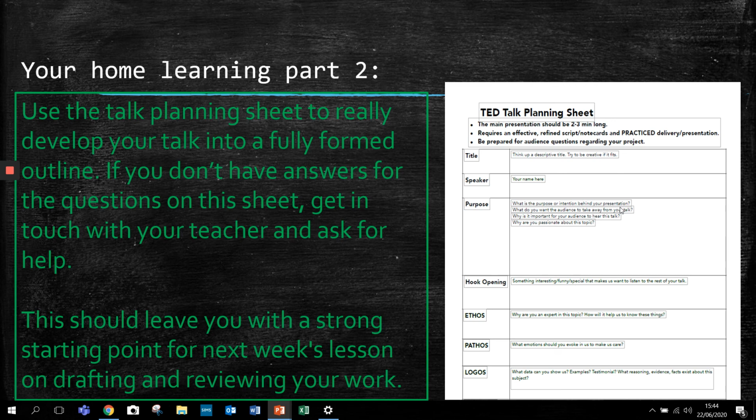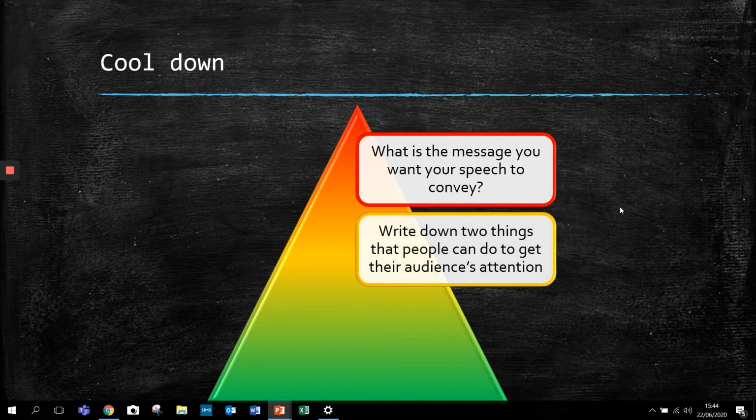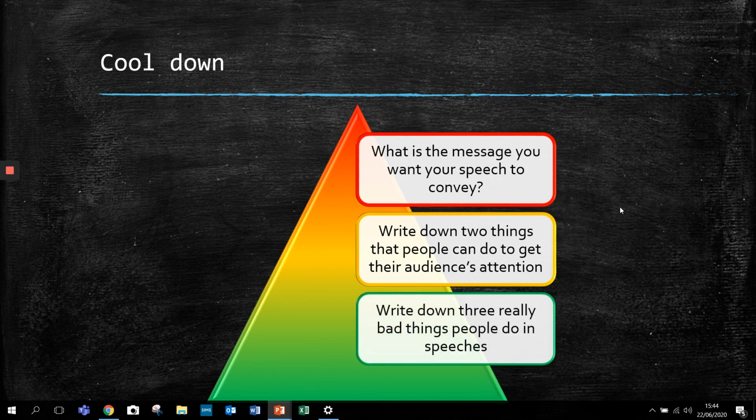And finally, cool down. So before you end this, I'd like you to do these 3 things. The first thing I'd like you to do is write down 3 really bad things people do in speeches. What stupid things do people do? Then write down 2 things that people can do to get their audience's attention. Really think about that ethos. How did Leonardo DiCaprio, for example, encourage people to listen to him? And finally, what's the message you want to convey in your speech? What do you want your audience to go away knowing?